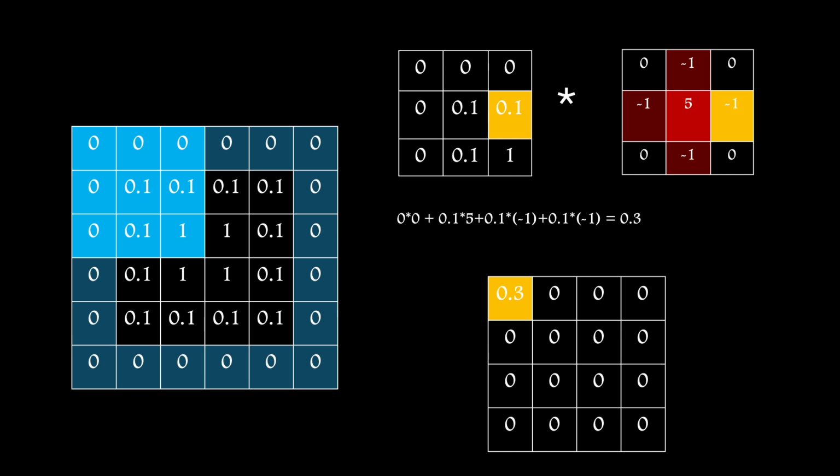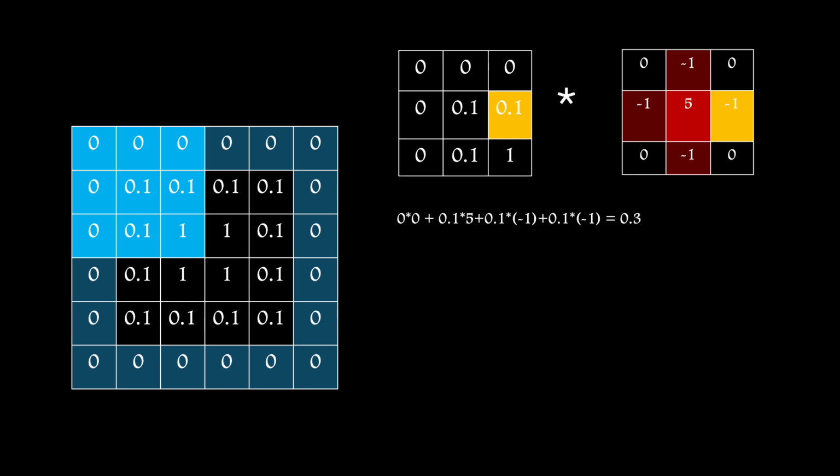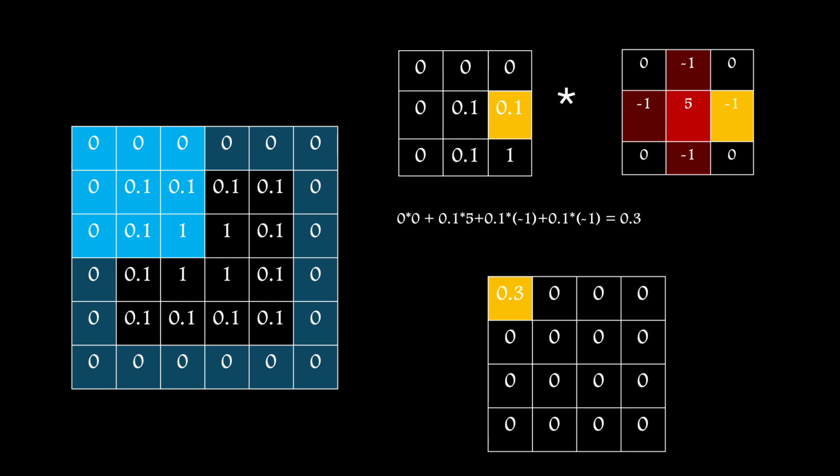So I put that answer in the output cell, which is a 4 by 4 here. Actually, we have 16 squares that are the same size as our kernel in the main image. So we have 16 cells in the output.